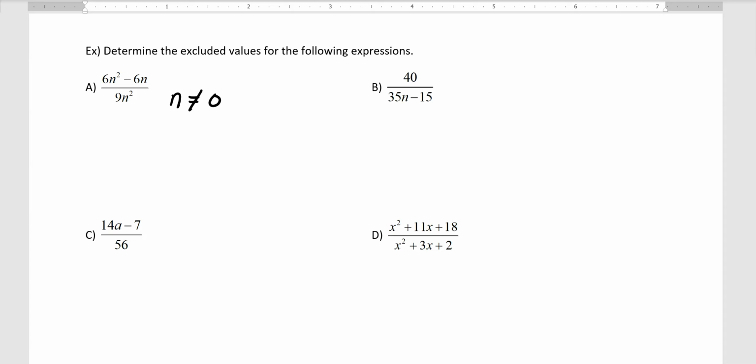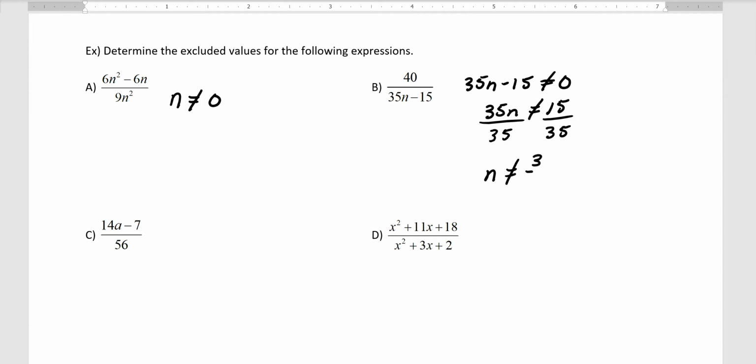For letter B, 35n minus 15, I'd say, okay, well, whatever that is, it cannot equal 0. So that means 35n cannot equal 15. Divide by 35. 15 over 35, we can take a 5 out. So that's saying n cannot equal 3/7. For C, 56, well, our variable is not at play in there. So in this case, there's no excluded values.